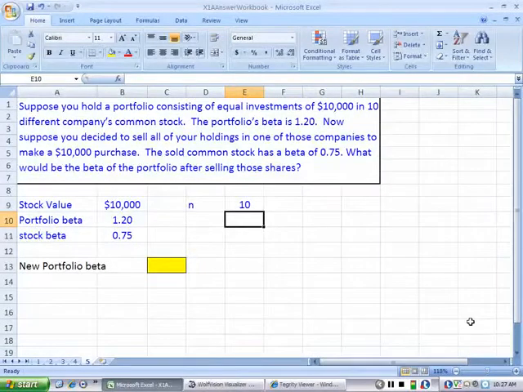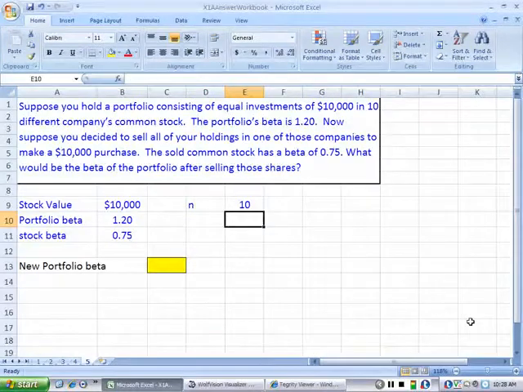Suppose you hold a portfolio consisting of equal investments of $10,000 in 10 different companies' common stock. The portfolio's beta is 1.20. Now, suppose you decide to sell all of your holdings in one of those companies to make a $10,000 purchase. So you've got $90,000 still invested, but you've gotten rid of one stock, and that stock had a beta of 0.75. What does that tell you about the remaining portfolio?